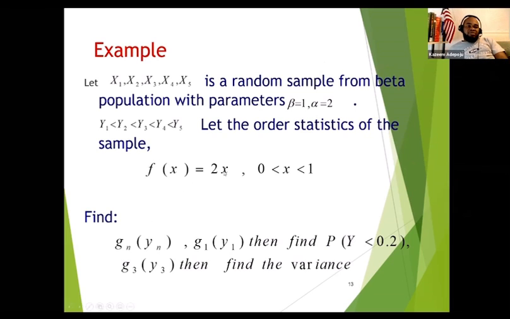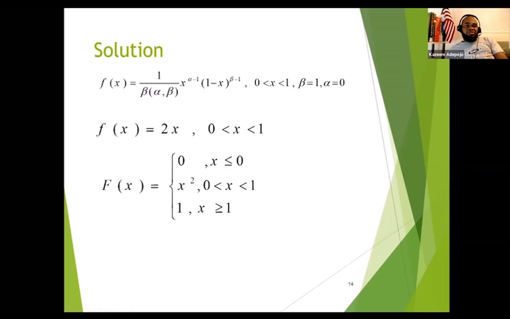Now, f of x equal to 2x, they wanted to find the probability distribution of the maximum, the probability distribution of the minimum, and they also wanted to find the probability that y would be less or equal to 0.2. They also wanted to find the probability distribution of the ordered y3. Then they wanted to find the variance. So you can do that. Okay, this is showing what I was showing before about the expression for the beta distribution. So take a look at that.